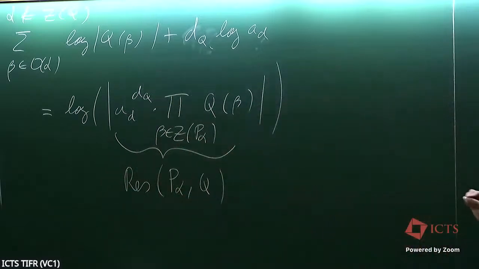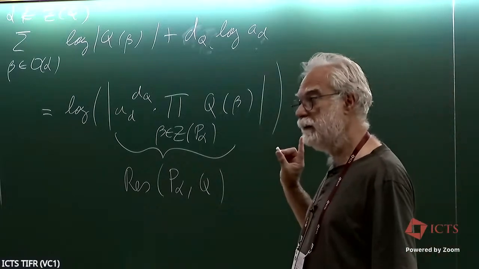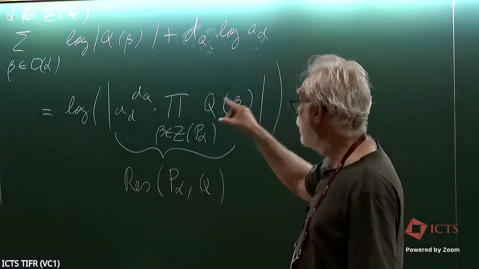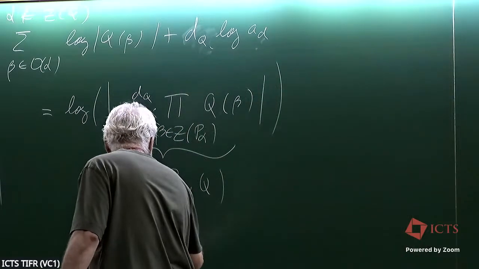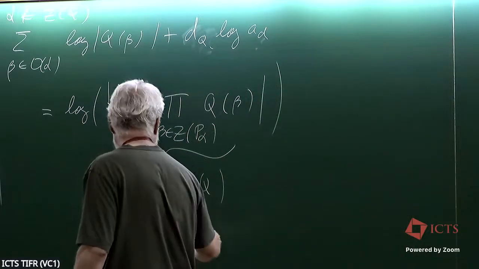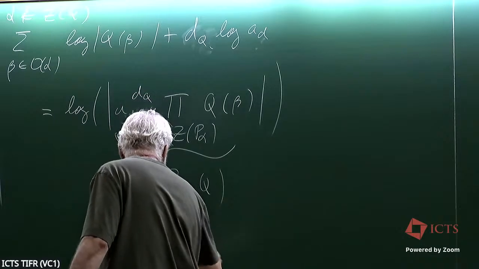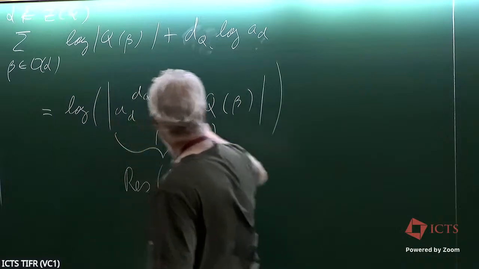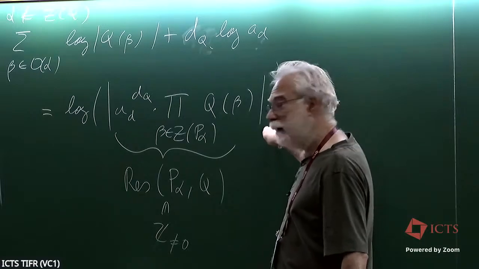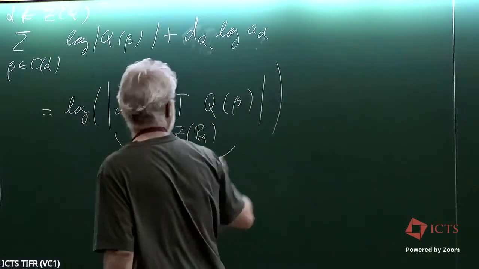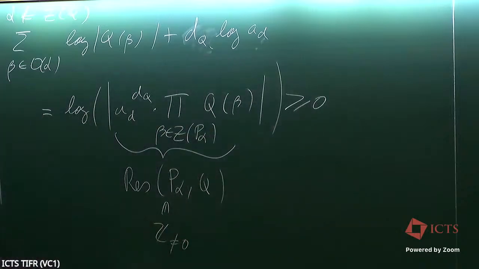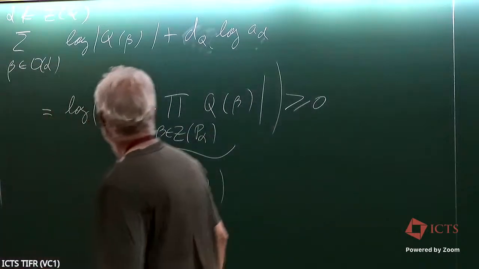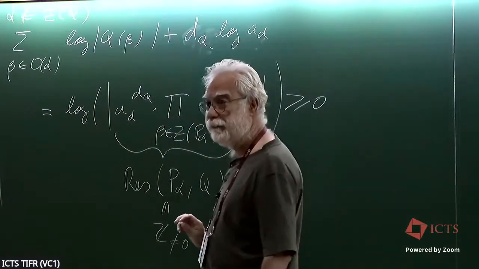Okay? But P alpha and Q are polynomials with integer coefficients, and they are coprime, because alpha is not in the zeros of Q. So this element is an integer, and is different from 0. And since I am taking absolute values here, it is a positive number, so the logarithm is positive. So you see I am using exactly this principle here. Okay? So this quantity is always positive.